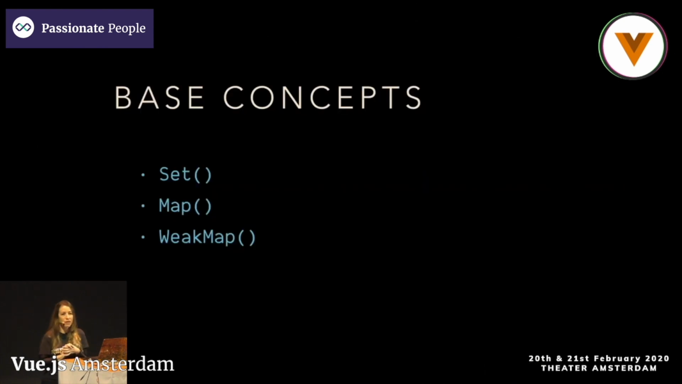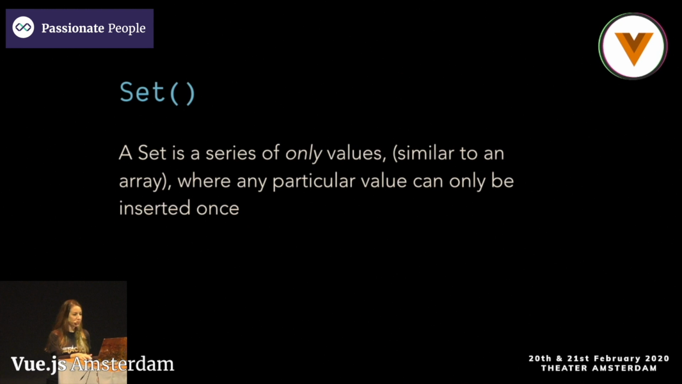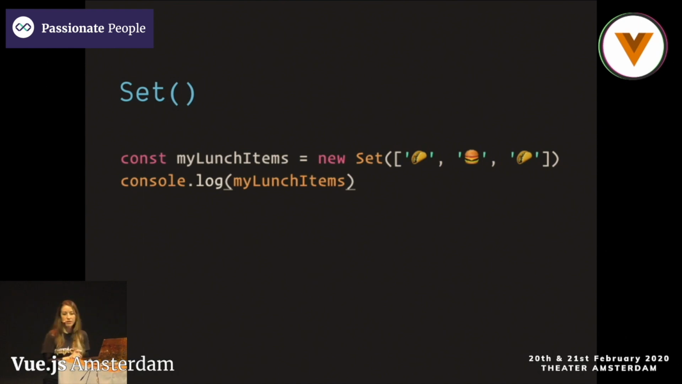And before we dive into all of these concepts, there are a couple pieces of JavaScript that you should understand before we talk about those. There are a set of base concepts to understand. Get it? Set? Anyway, in order to understand the inner workings, let's talk about set, map, and weak map. All right, set. A set is a series of only values, similar to an array, where any particular value can only be inserted once. So what does that mean? If I have a new set of taco, burger, taco, and I console log my lunch items here, the output is just going to be taco and burger. I can't keep adding more tacos, sadly. I can only get that once.